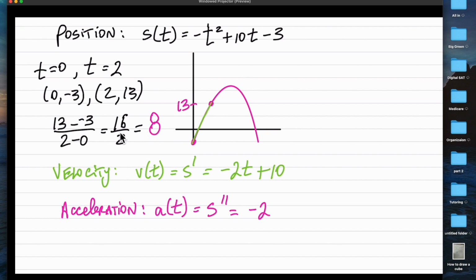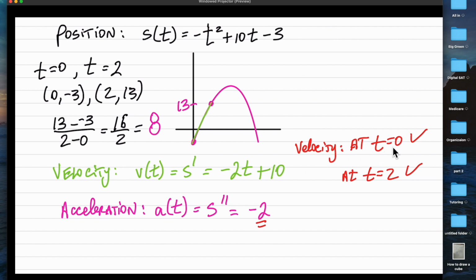Now, here's what you might be tempted to do. You might be tempted to find the velocity at time t equals 0. And you might find the velocity at t equals 2. And you're going to be tempted to take the average of those two numbers. Folks, you can't do that. It works in this scenario, but that's only because the acceleration is constant. Okay, so let's go through that.